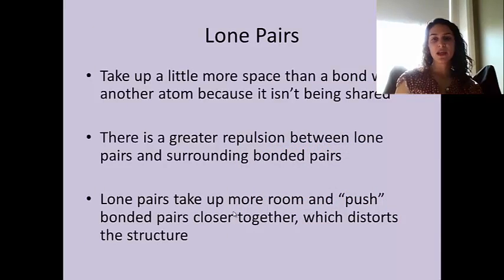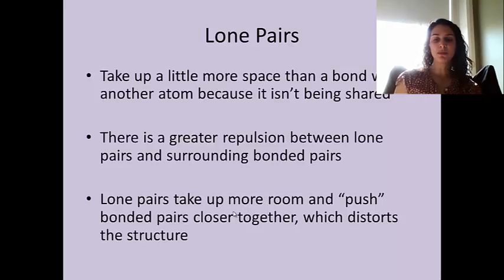So let's talk about lone pairs. They take up a little more space than a bond between another atom. And this is because they are just connected to the central atom, so they balloon out a little bit. It's not being stretched, I guess you could say, between 2 atoms. It's just sitting on that one central atom and balloons out. And because of this, it has a greater repulsion between the lone pairs and the surrounding bonding pairs. And repulsion meaning they're repelling more between the lone pairs and the covalent bonds on the central atom.